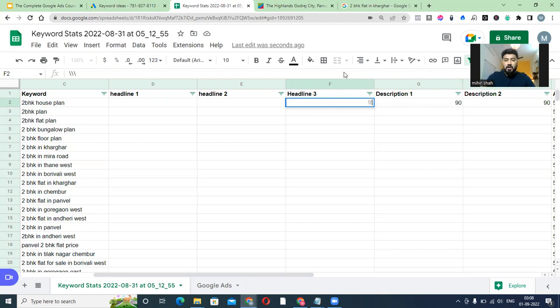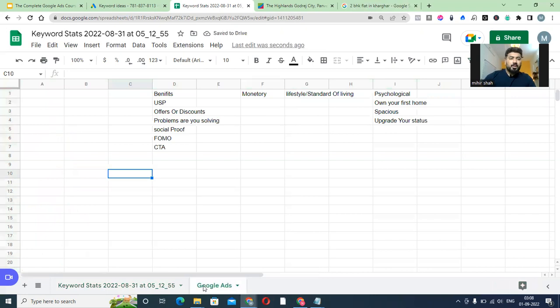Correct. So how about we understand what are the few things that are required while writing these headlines and descriptions. All right. So let me come to a new tab here, which we call Google Ads. Whenever you are writing a particular headline and a description, there are a couple of things that you need to keep in mind. First is always and always talk about benefits. Because when somebody is searching for a product and service, they are actually not looking for the product or service. They are actually looking for the benefits I get from that product and service.